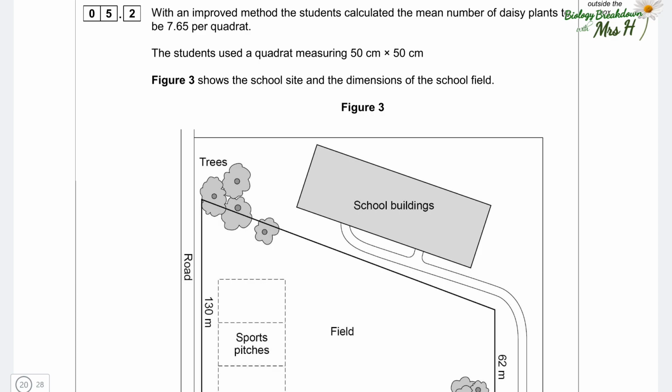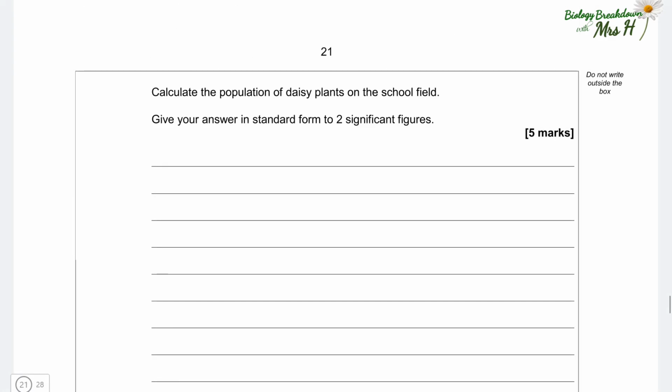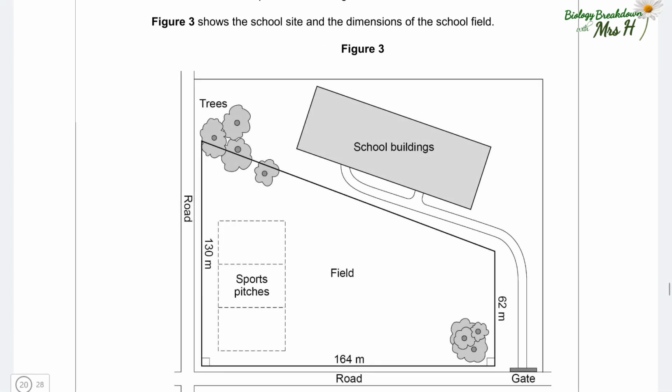So we need to take a representative sample and then estimate a total number. With an improved method, the students calculated the mean number of daisy plants to be 7.65 per quadrat. The students used a quadrat measuring 50 centimetres by 50 centimetres, and figure 3 shows the school site and the dimensions of the school field. Okay, we've got a bit of a funny shape here to work with. Calculate the population of daisy plants on the school field and give your answer in standard form to 2 significant figures. So first of all, we need to work out what the area of the field is.